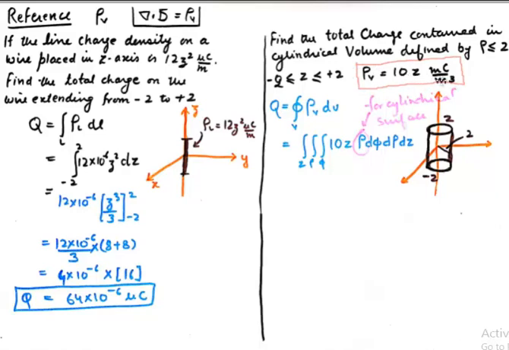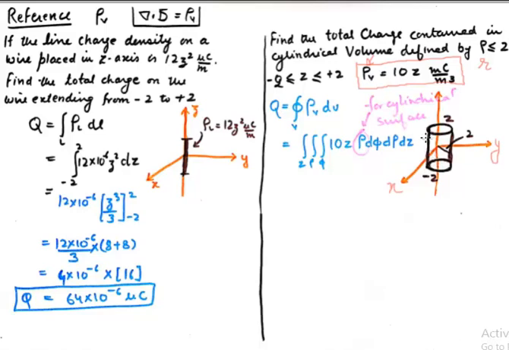Rho v is 10z, and this much rho v is contained in a cylindrical volume, and the volume of the cylinder is defined by rho less than or equal to 2. Now this rho can sometimes be referred to as r, the radius of the cylinder. So the radius of the cylinder is 2, and the cylinder is placed between -2 to +2. So half of the cylinder is lying above the xy plane, and half lies below the xy plane.